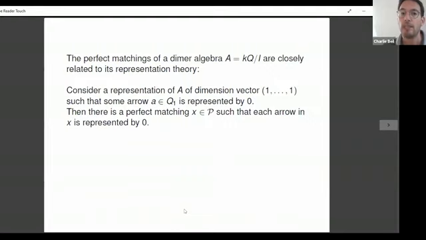So the perfect matchings of a dimer algebra are closely related to its representation theory. So if you consider a representation of A of dimension vector all ones, such that some arrow is represented by 0, then there's a perfect matching such that each arrow in that perfect matching is also represented by 0. So the perfect matchings are really telling you about the representations that are possible of your algebra.